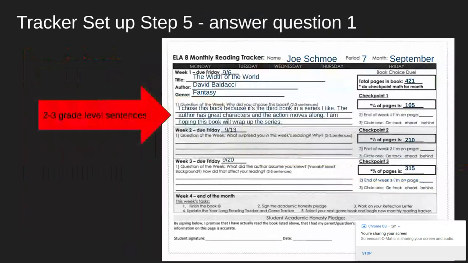Moving on to step 5. Now you're going to answer question number 1, because this question is simply asking you, why did you choose the book? I want 2 to 3 grade level sentences. I do not want I like it or I don't know. Those are not acceptable answers. I want complete sentence answers like you see in my example. I explain why I selected the book and then give more information about what I like about the book. I even include what I am hoping out of my reading. Go ahead and pause the video and complete step 5.